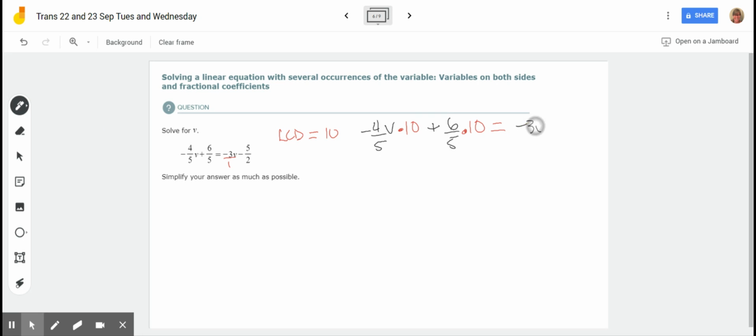negative 3V times 10 minus 5/2. Ooh, I'm almost running out of space. Times 10. Okay, there we go. All right, canceling common factors. You can always multiply across though. 40 divided by 5 is 8, right? 60, 6 times 10, 60 divided by 5 is 12. You can always multiply across and then divide.